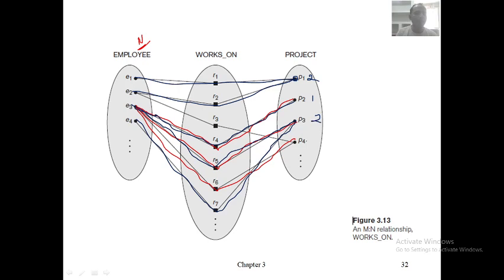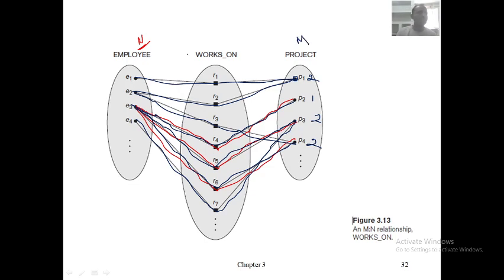Similarly for P4, this project, E3 is also working and E2 is also working. Hence this cardinality ratio is also 2. Hence here also 2, 1, 2, 1. Hence, I will take it as either n or m. I will take it as m.